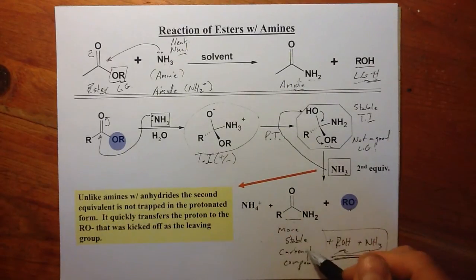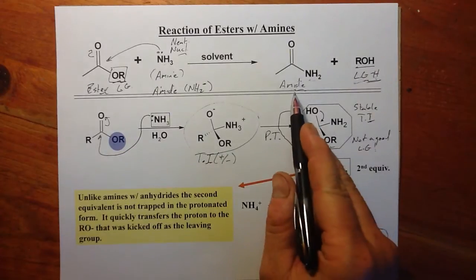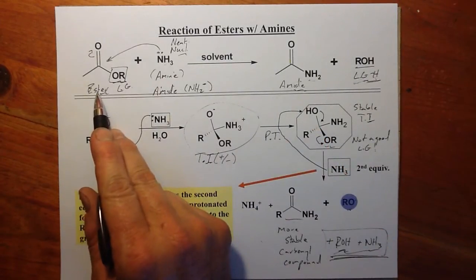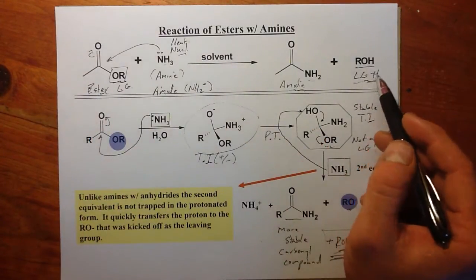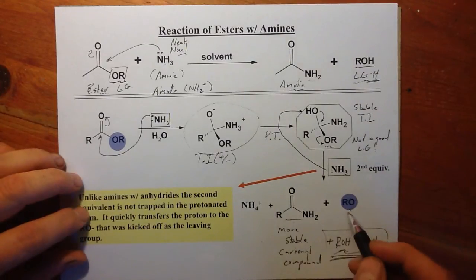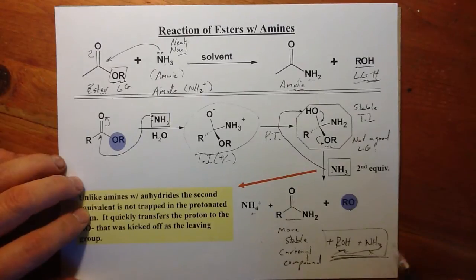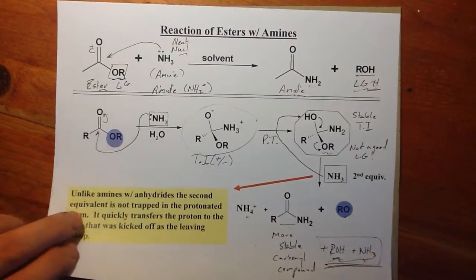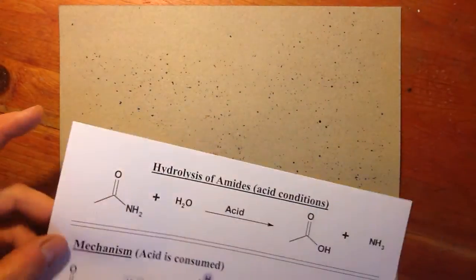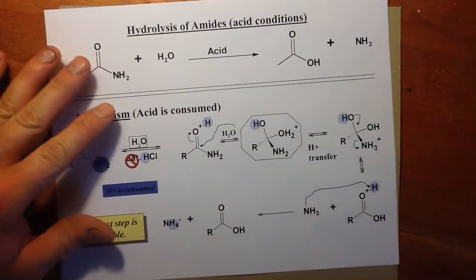So we know thermodynamically this is a favored reaction. The amide is more stable than the ester. And we kick off the alcohol in the end, because that alkoxide will pick up that proton to make the alcohol and reform that amine. Alright, two more reactions we can take and go backwards.